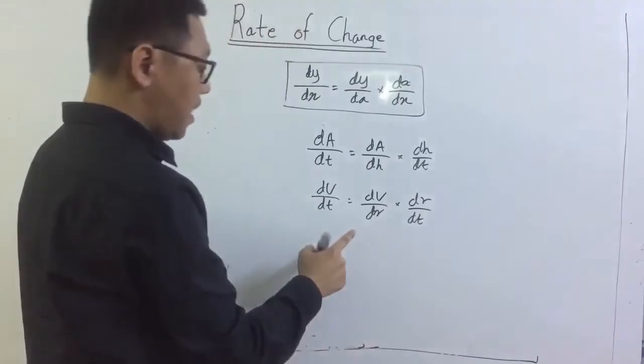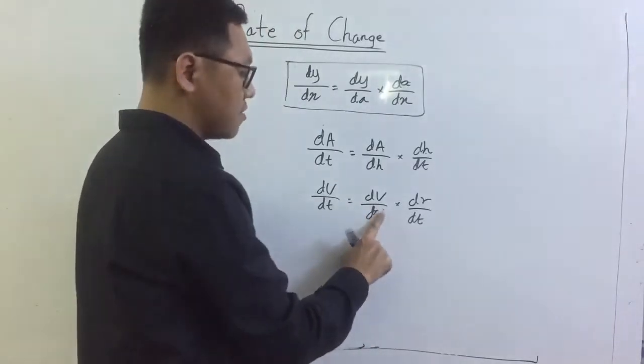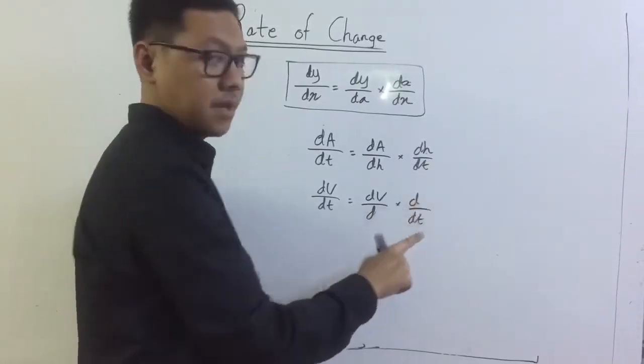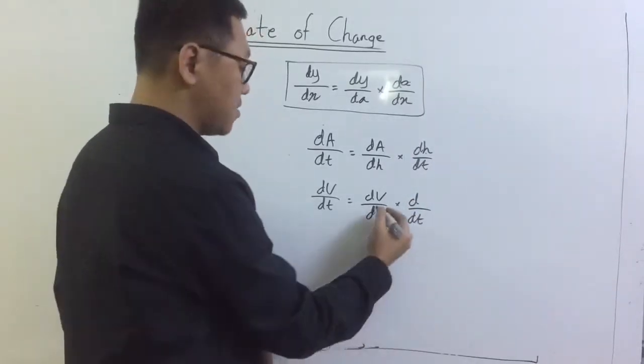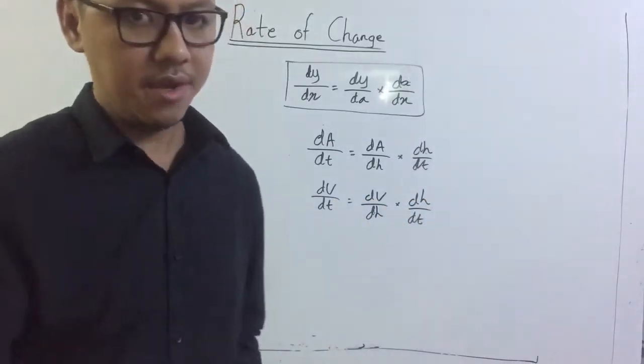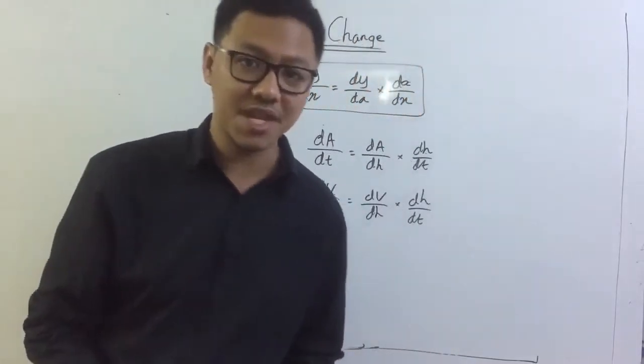And you can also use height. If the problem doesn't say radius, if it says height, you have to use height: dV by dh into dh by dt. It's the same thing. Okay, so now let me explain some examples, then you will understand more.